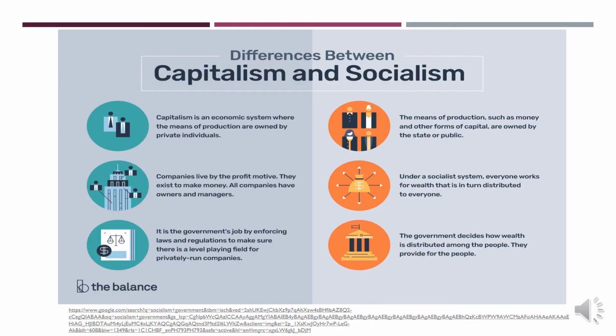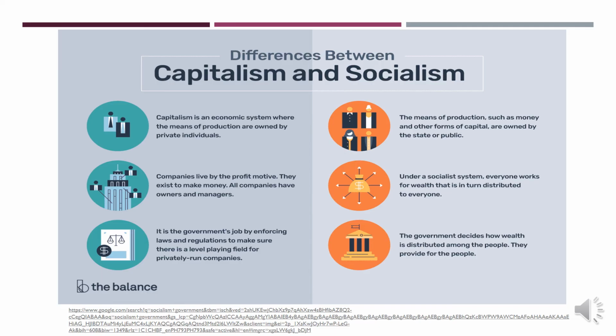Now, these are the differences. On the left side, capitalism; on the right side, socialism. Capitalism is an economic system where the means of production are owned by private individuals, while on the right side, the means of production, such as money and other forms of capital, are owned by the state or public. Companies live by the profit motive. They exist to make money. All companies have owners and managers.